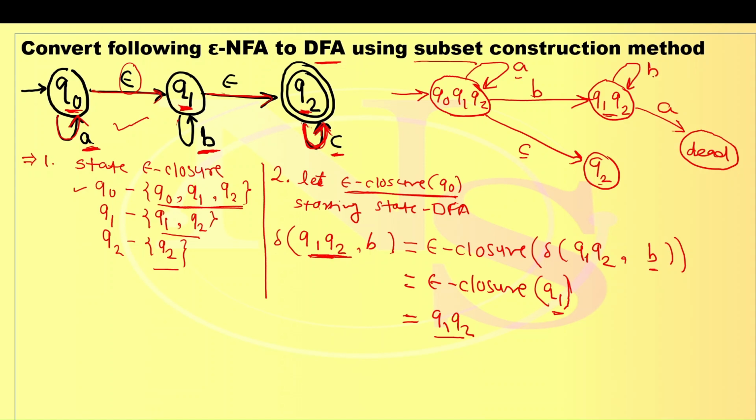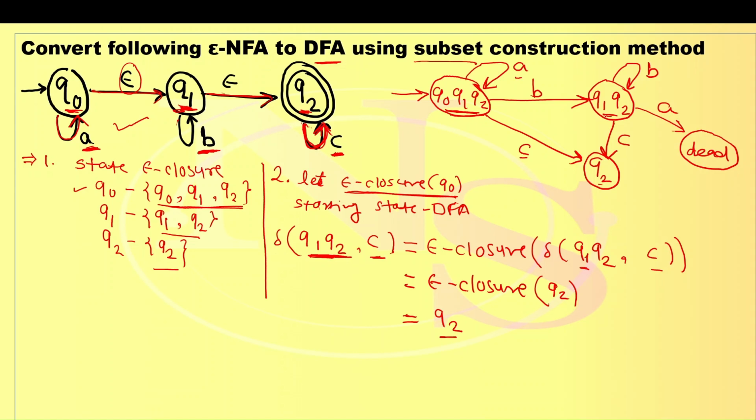As I explained in the basic video, the names of the states you can give anything. Like here Q0, Q1, Q2, you can give A, B, C or anything, that doesn't matter. Similarly, find out the transition for C now. Q1, Q2 reading C. Q1 reading C, there is no transition for C from Q1. Q2 reading C, self loop, it's going to Q2 itself. Epsilon closure of Q2 is Q2 itself. It means Q1, Q2 state reading symbol C goes to Q2.